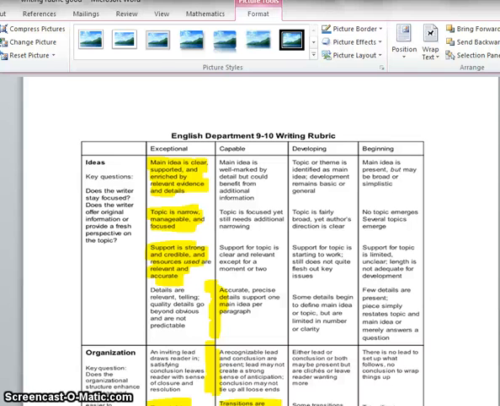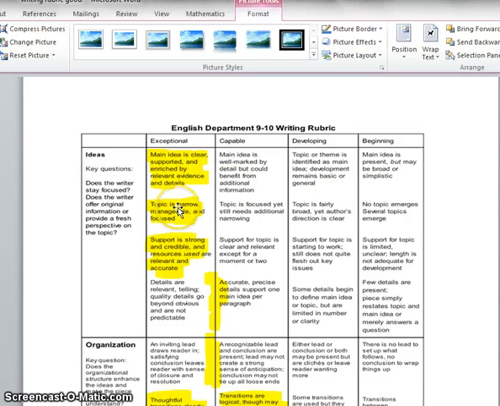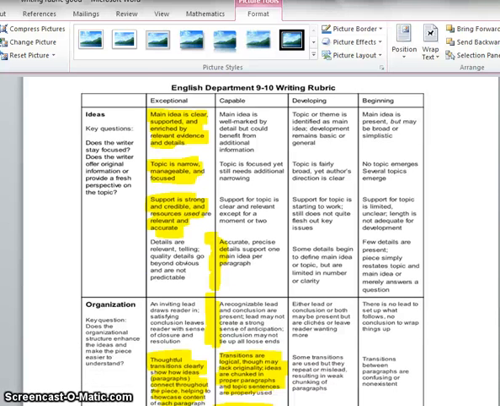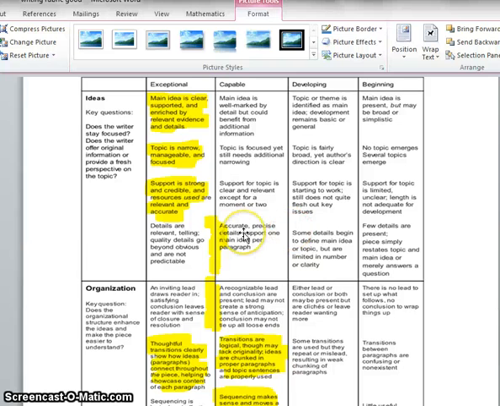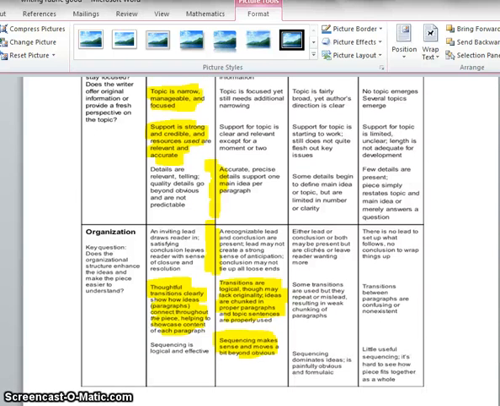I thought it was very narrow, manageable, and focused, just like here. As well as the support, I thought was strong. The evidence sentences were strong if you followed the PEEL format. But I thought that the accurate, precise details were in the middle of capable and exceptional. But I thought that the main ideas for all of the paragraphs were connected to each other in a way.